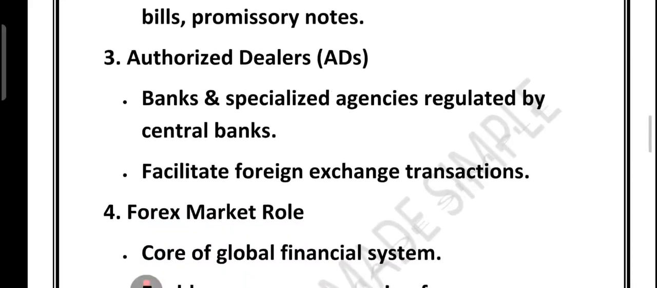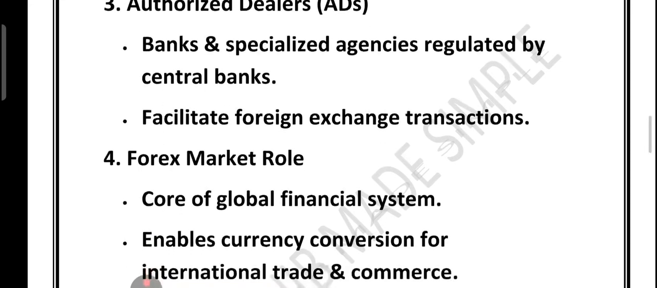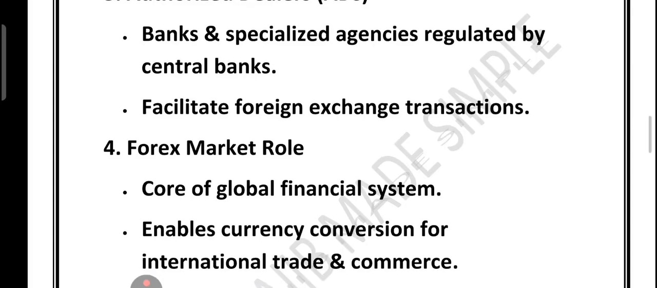Right. What about the authorized dealer? Banks and specialized agencies approved by the central bank. They facilitate foreign exchange transactions for individuals as well as companies. Authorized dealers ensure regulatory compliance and secure conversion.